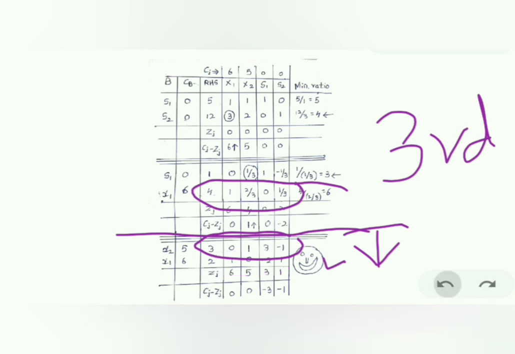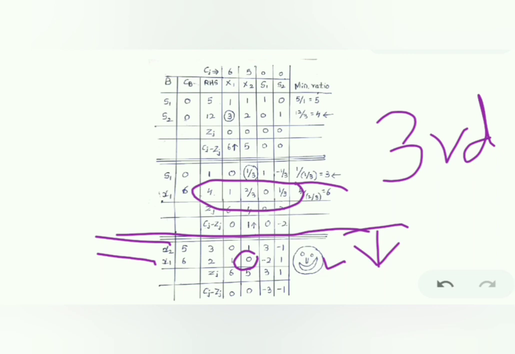And why are we doing this? Only to get this as 0. Understood? So R2 old minus 2 by 3 new R1. Okay, this is the first row and this is the second row. I am calling them R1 and R2 for your reference. So they will give us the new values.